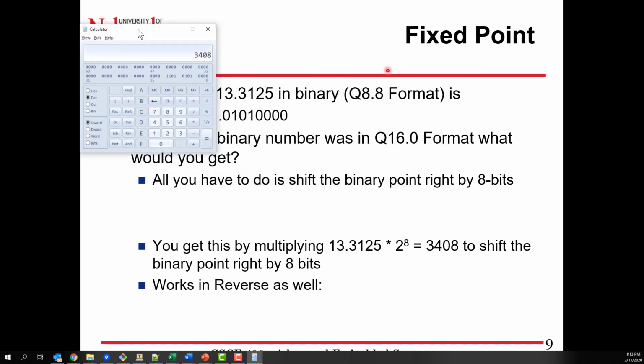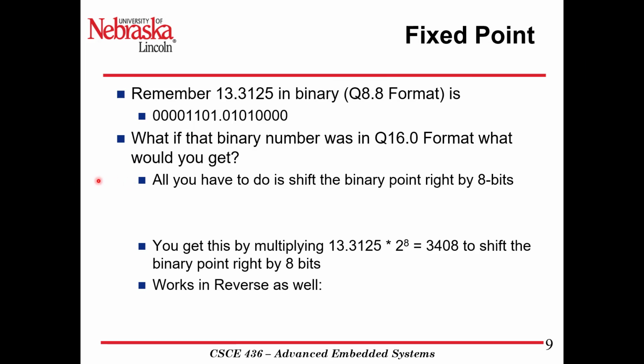So, this binary number in fixed point 8.8 format is the same number as 3408. You just don't have to deal with the fractional portion. If you multiply by the value that you're shifting that binary point, then you can convert it using whole numbers instead of fractional bits, right? So this is 8 bits of whole, 8 bits of fractional portion. Represented the same way, we just have to make sure we track where that binary point is.